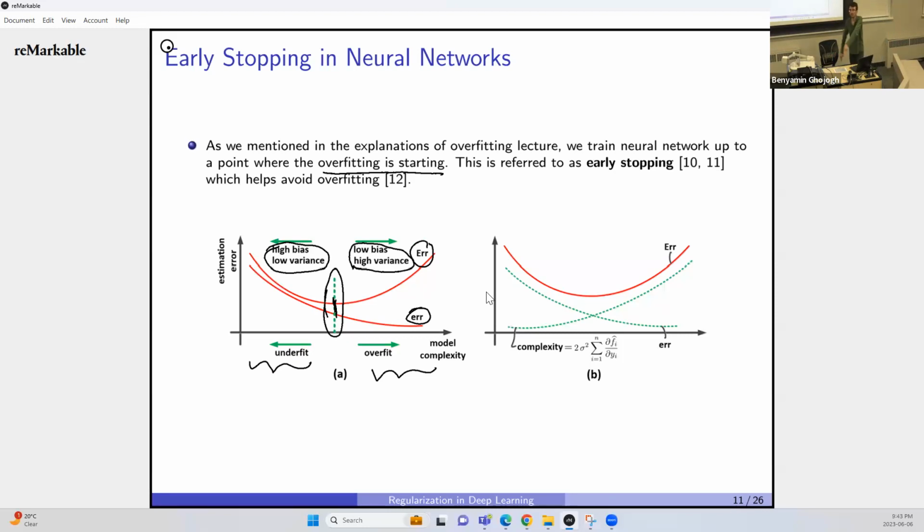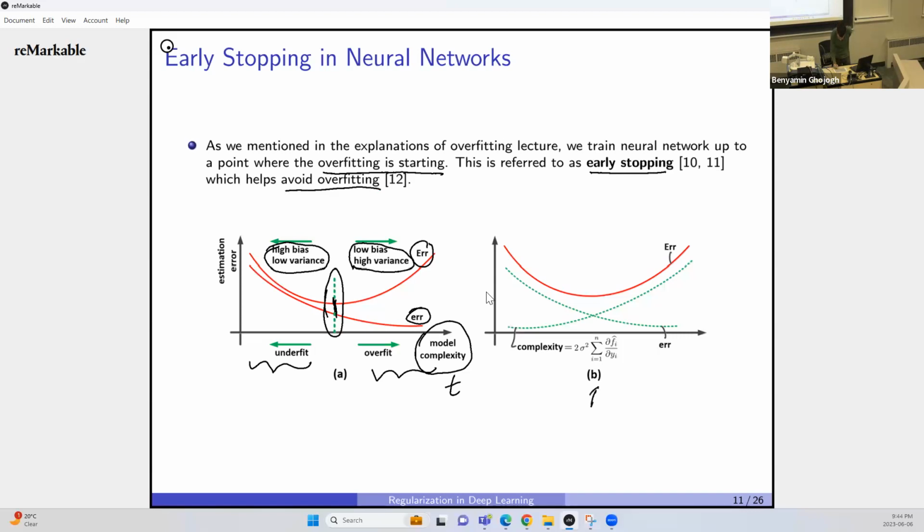Why can we do early stopping in neural networks? Because it is an iterative algorithm. Do you remember this x-axis was model complexity? You can see it as the iteration index or epoch index, whatever you call it. Why? Because the more you train, the more complex your neural network becomes. So at some iteration, this is a good fit. Stop. This is called early stopping, references 10 and 11, which helps avoid overfitting.